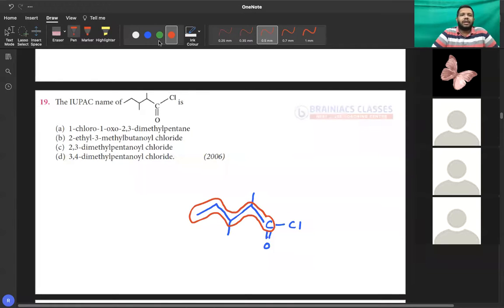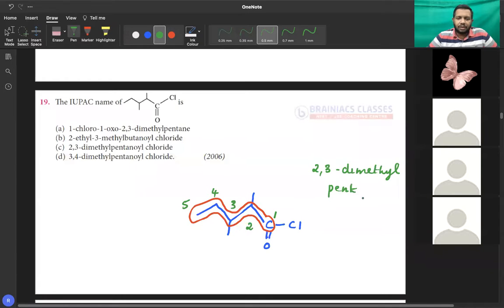Correct? Now I can do the numbering. So if I do the numbering, this will become 1, this will become 2, this will become 3, this will become 4, and this will become 5. Now I know that at the second position and third position, you have methyl group. So we can say 2,3-dimethyl. Correct? Then in the parent carbon chain, you have 5 carbon atoms, so we use the term pent. All are linked through single bond, so we say pentan. And at the first position, you have acyl halide or acyl chloride. So acyl chloride.